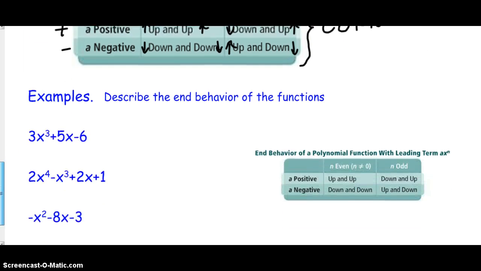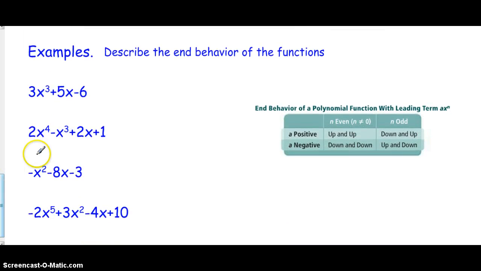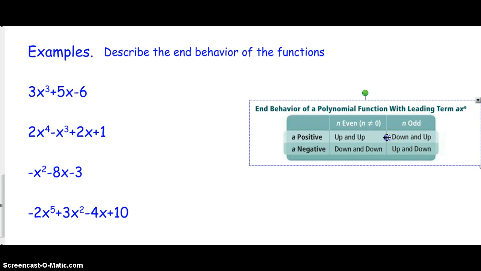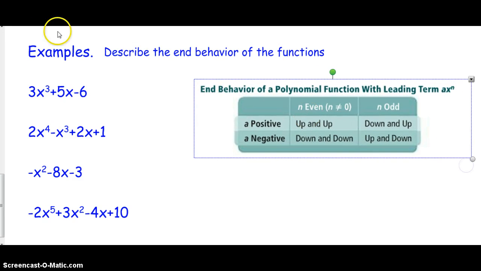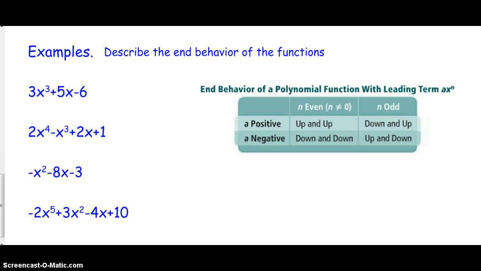So let's take a look at describing some end behavior of these functions. Here, I went ahead and blew up the little chart and made it a little bit bigger. This one has a positive, odd. This one has a positive, even. This one has a negative, even. And this one has a negative, odd.